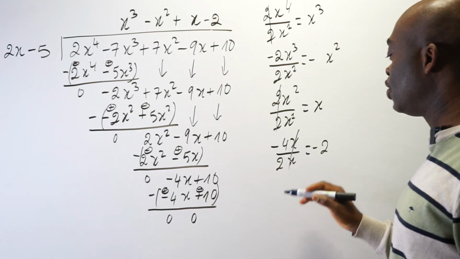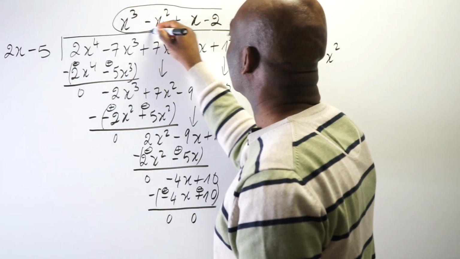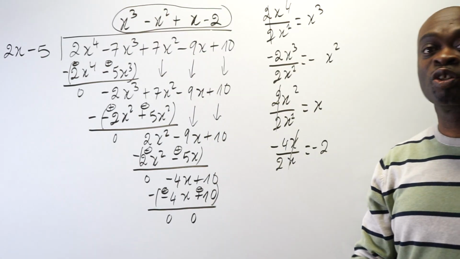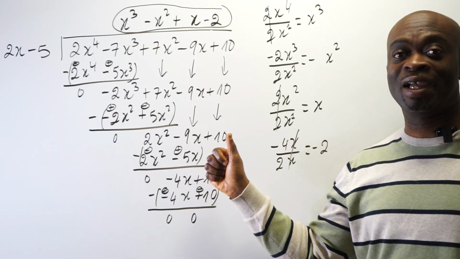Ladies and gentlemen, you are finished because you have 0, 0 here. This is your final answer. You are all done. So you go back to this step by step, and then you can do it. All right, let's go.